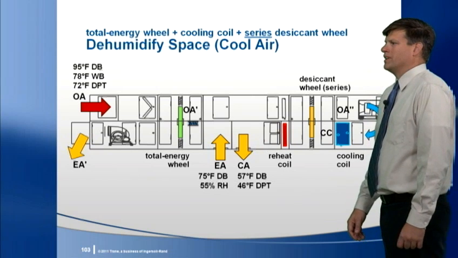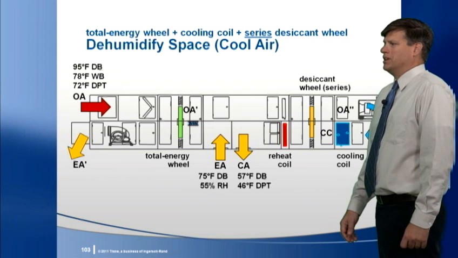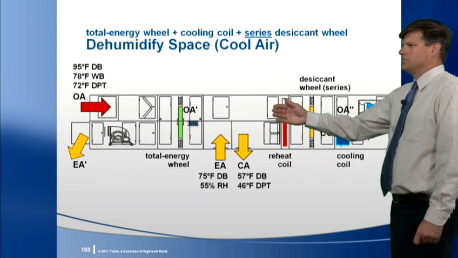For that reason, a better arrangement might be to configure the desiccant wheel in series to minimize this risk. Here, the regeneration side of the desiccant wheel is located in the outdoor airstream, upstream of the cooling coil.